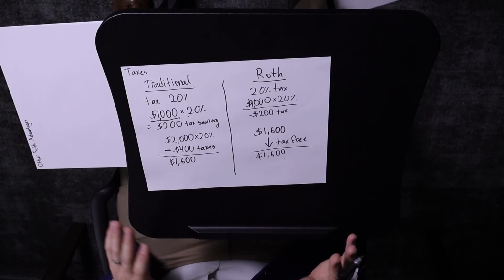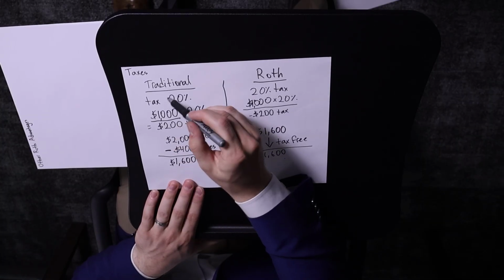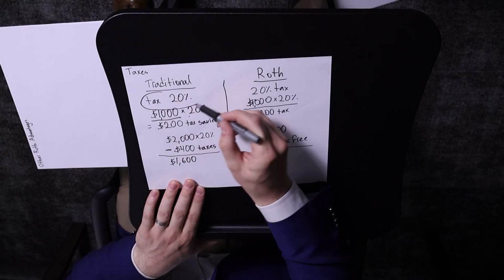Why do I care about the difference between these two? The big difference here is going to be in this assumption, okay? We are assuming in this example that you have the same flat 20% tax throughout your life. And if you don't know this, that's not how taxes work in the United States.